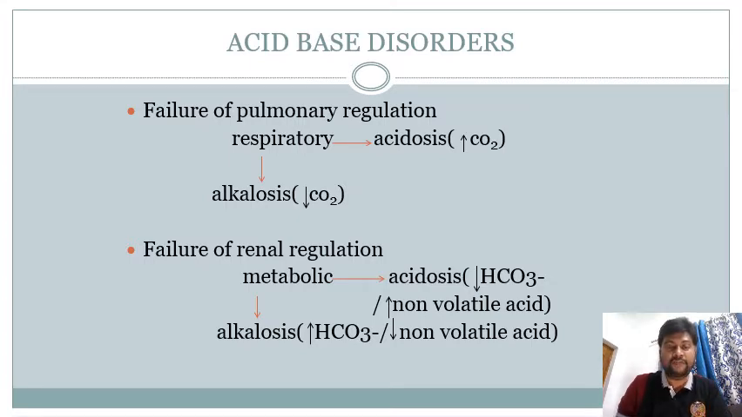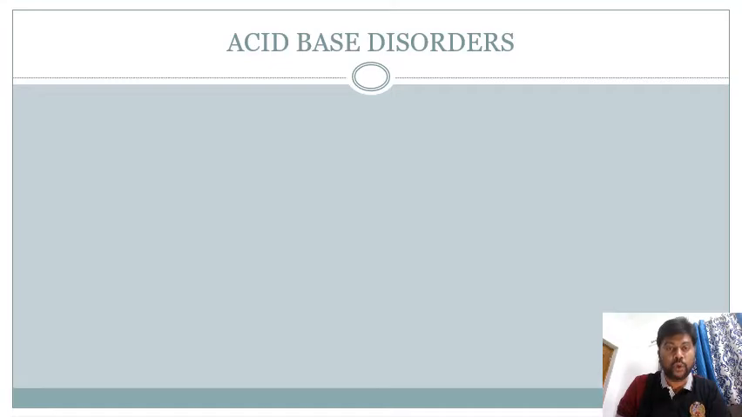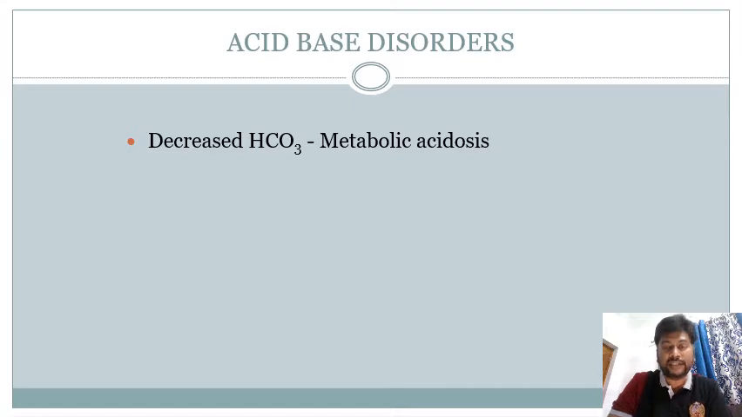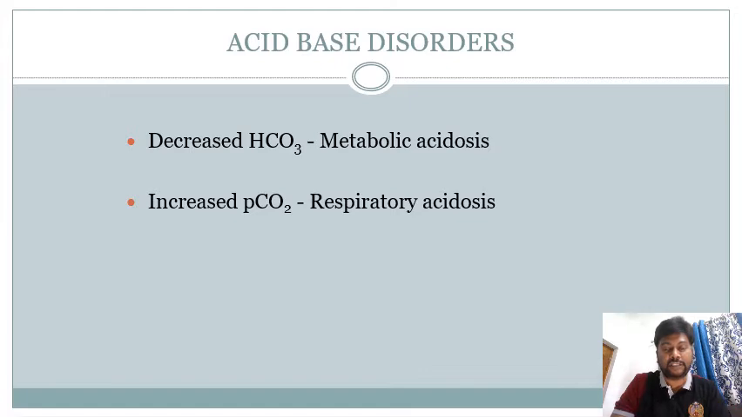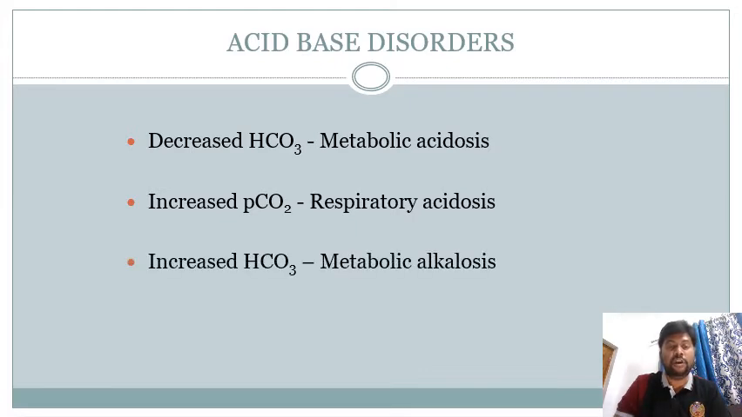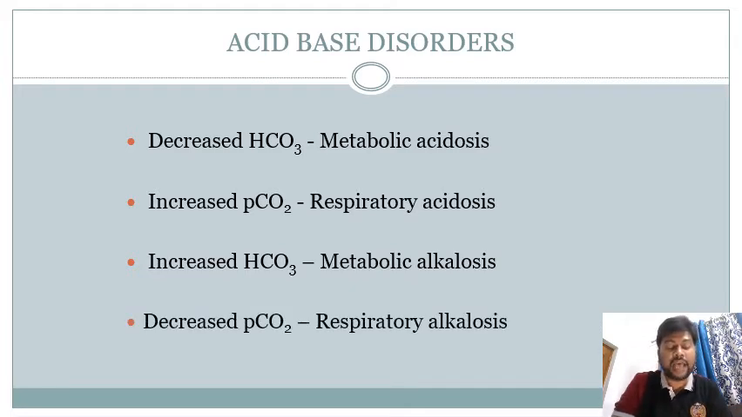To sum up, if the acidosis happens due to decreased bicarbonate level, then it is called metabolic acidosis. If the same acidosis happens due to increased carbon dioxide, that means increased PCO2, then it is called respiratory acidosis. If an alkalosis happens because of increased bicarbonate, then it is called metabolic alkalosis. On the other hand, if the same alkalosis happens because of decreased PCO2, then it is called respiratory alkalosis. So these four things you should never forget.